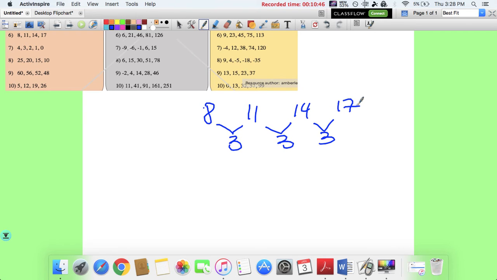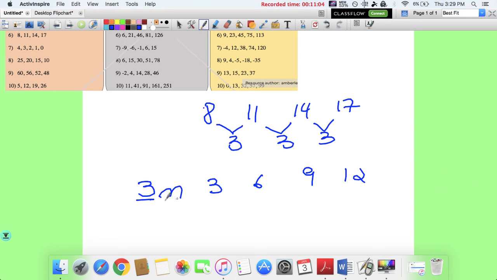I can stop right here. This is a sequence that goes by 3. It's a linear sequence, so it's an n sequence, right? But to be more precise, it's one that goes by 3. So a 3n sequence goes 3, 6, 9, 12, etc.